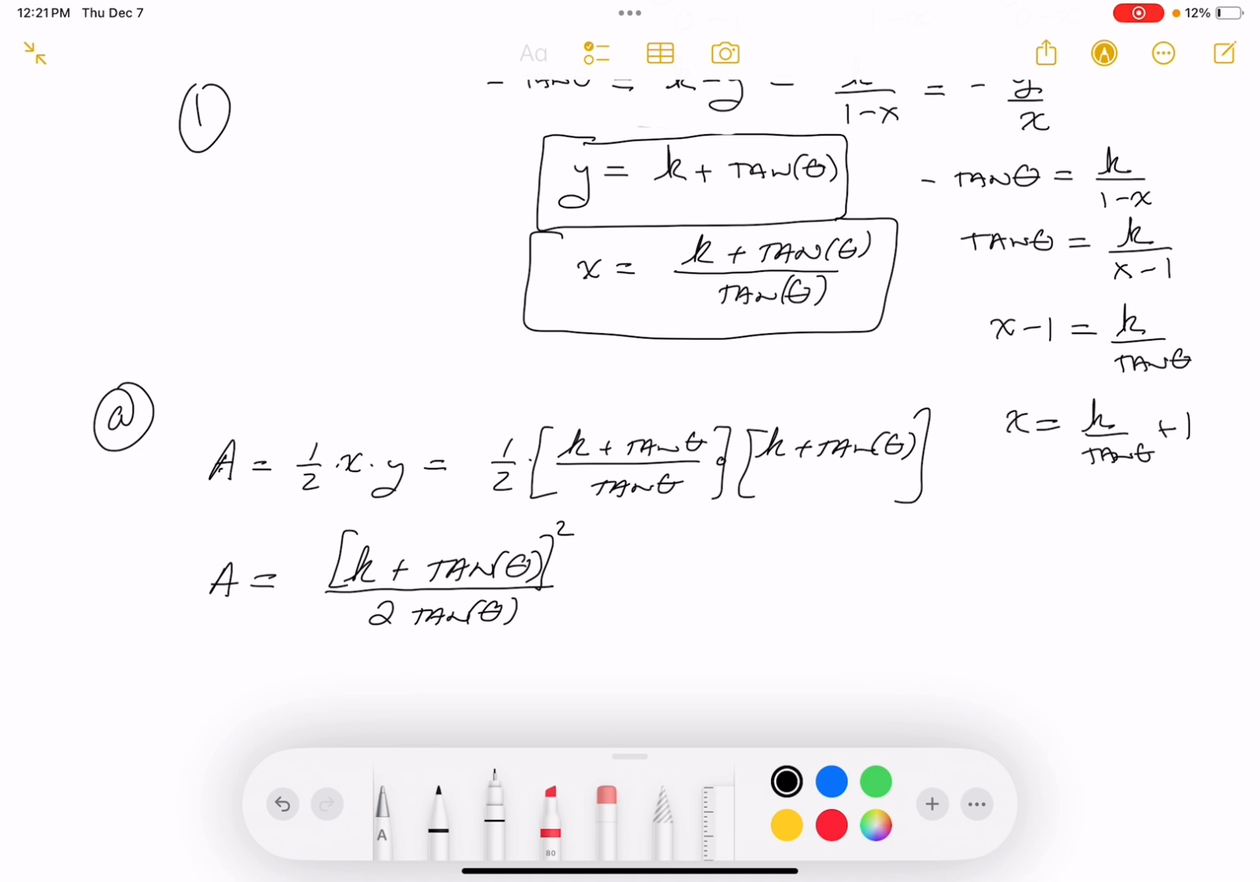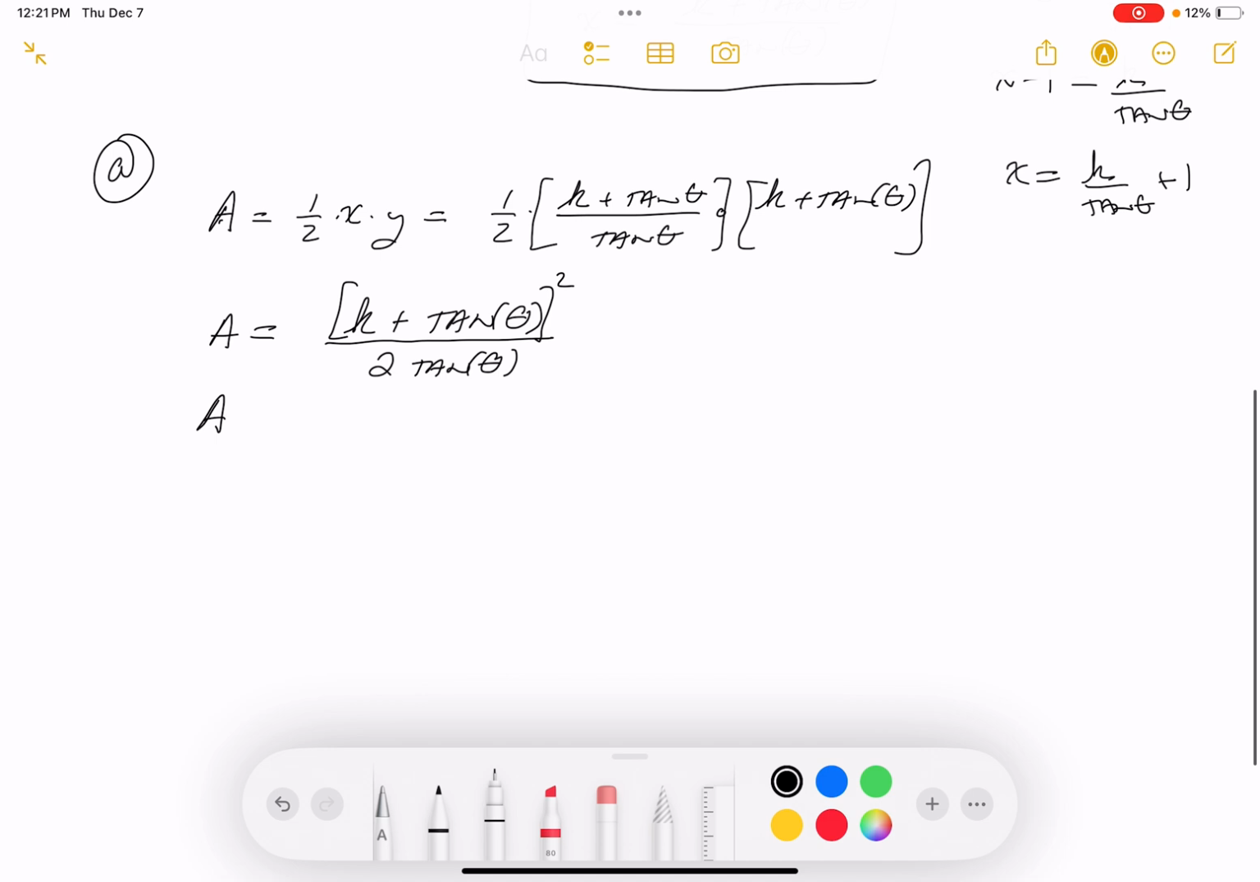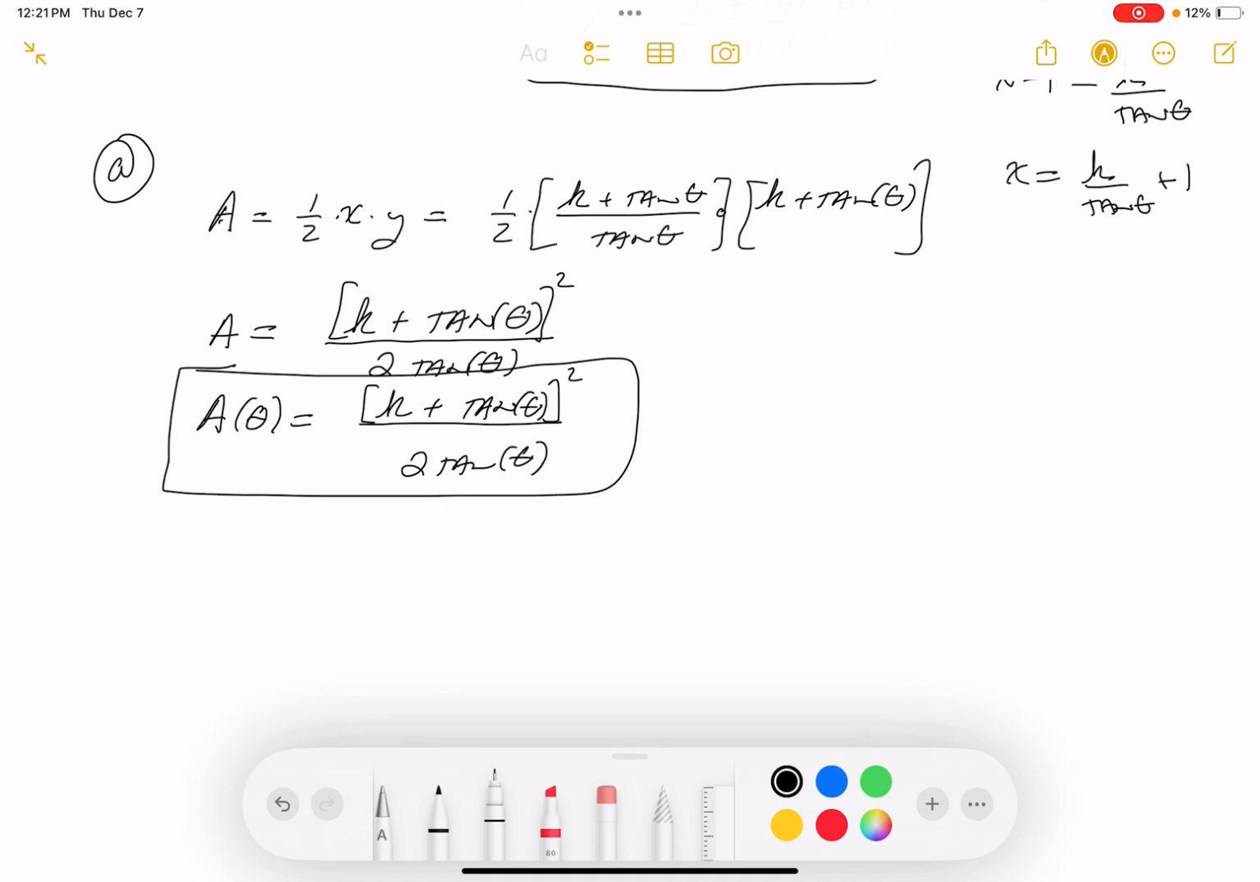You were given that as theta varies. That's true. So what does this mean? This is a function of theta, not a function of k, by the way. K is fixed. So A of theta is actually equal to (k plus tangent theta) squared over 2 tangent theta. They did ask for us to put a box around this. We're done with that.